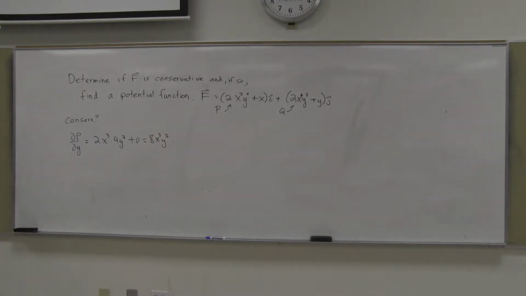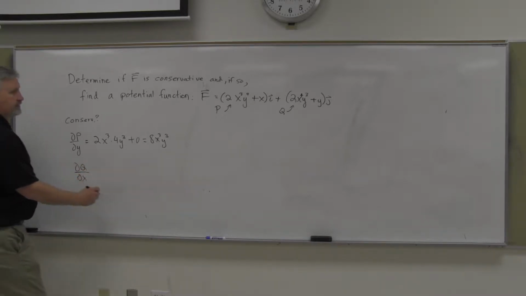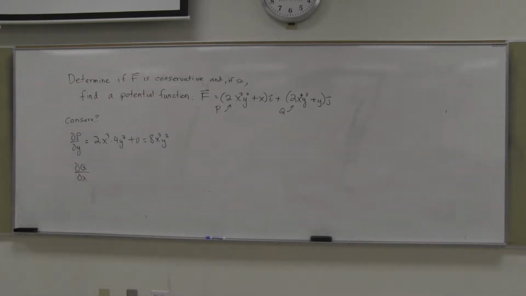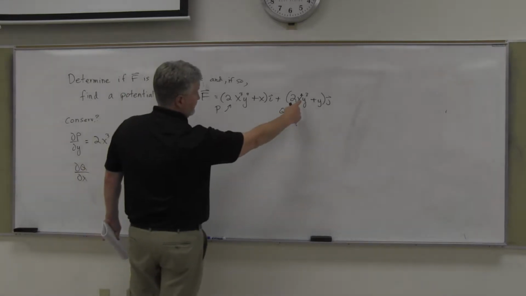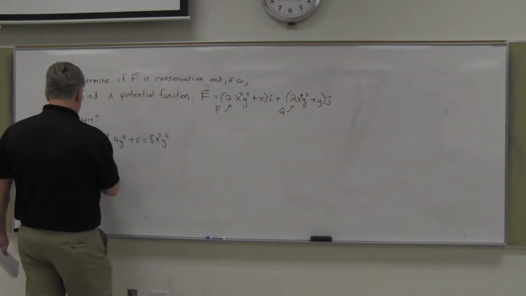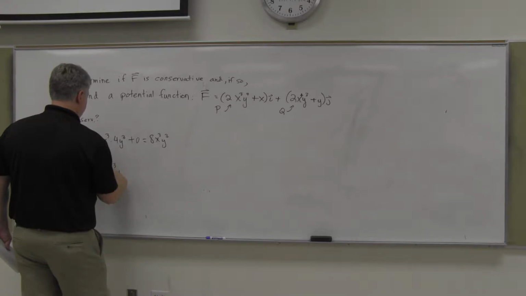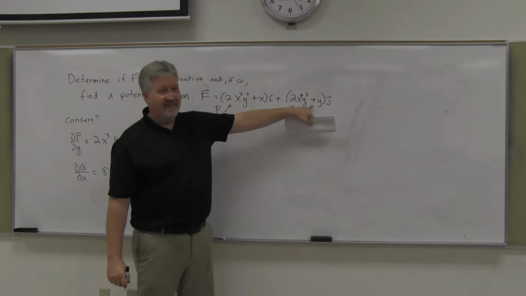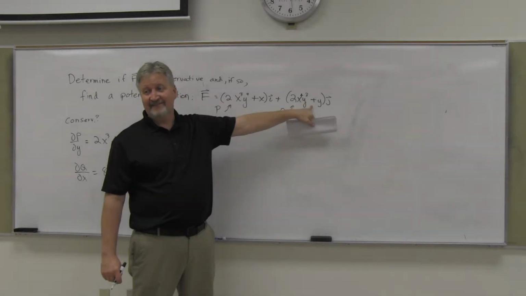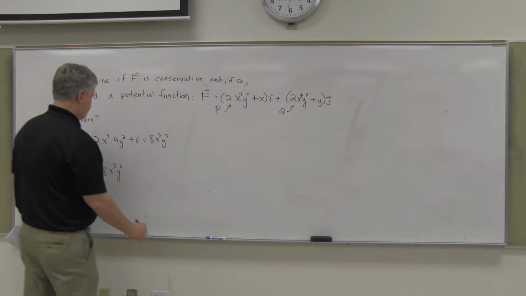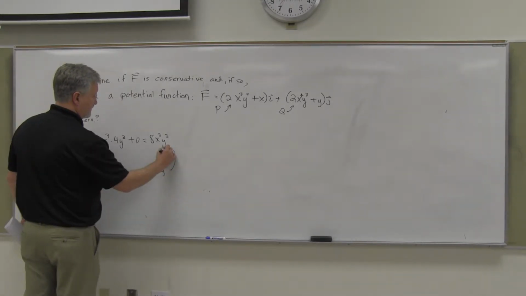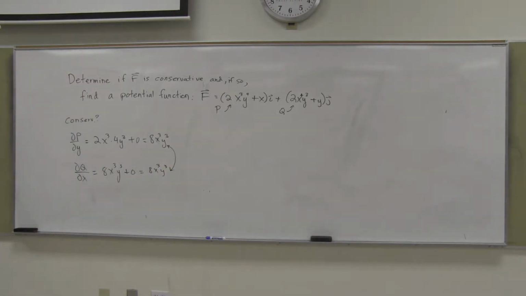Pretty simple partial. What about partial Q with respect to X? So that's my Q, do that with respect to x. Again, the y is fixed, so that's 8x cubed y cubed. I'm only doing the derivative with respect to x there. And then y, no x, derivative is 0. Look at that. Got the same thing there, it's conservative.